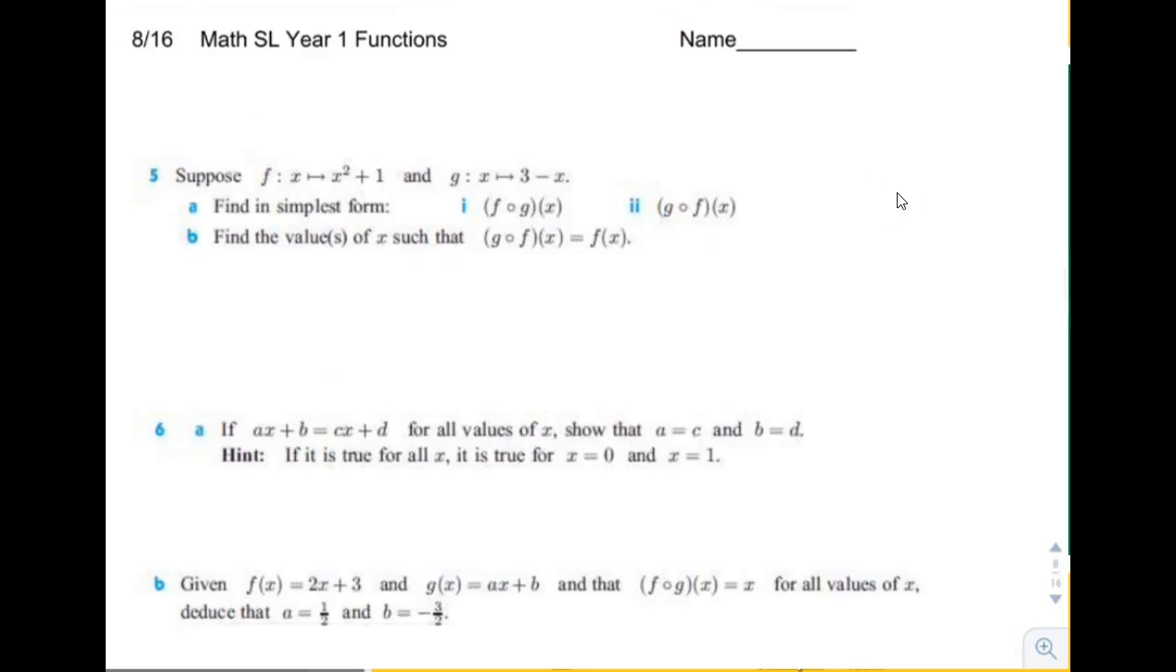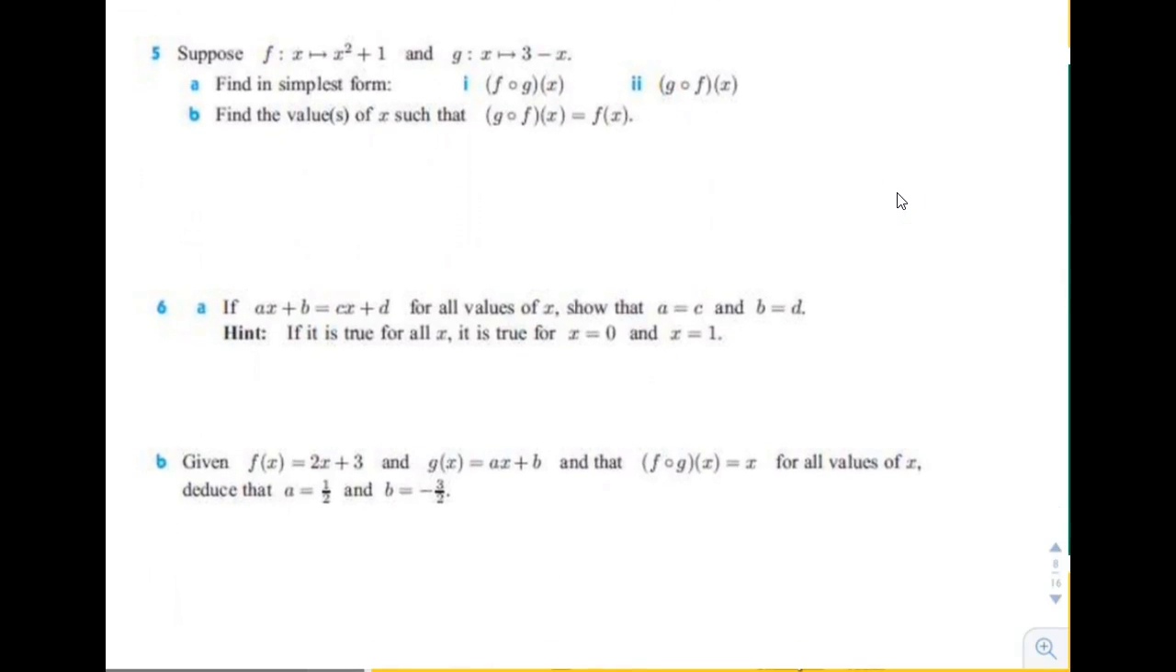Page 8 of functions. We're just continuing the problems from page 4. Suppose that the f function is x squared plus 1 and the g function is 3 minus x. Find in simplest form g follows f, or f follows g. First we do g, which is 3 minus x, put it in parentheses, and then we plug it in there, which is something squared plus 1. So that's g follows f.